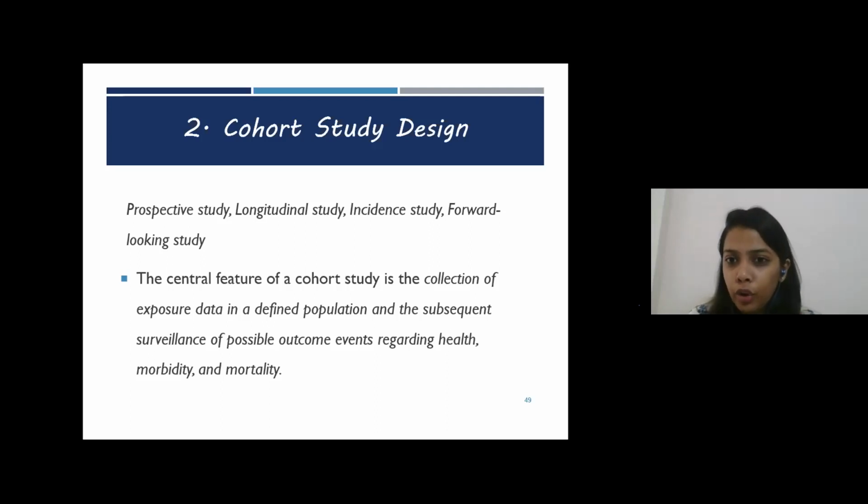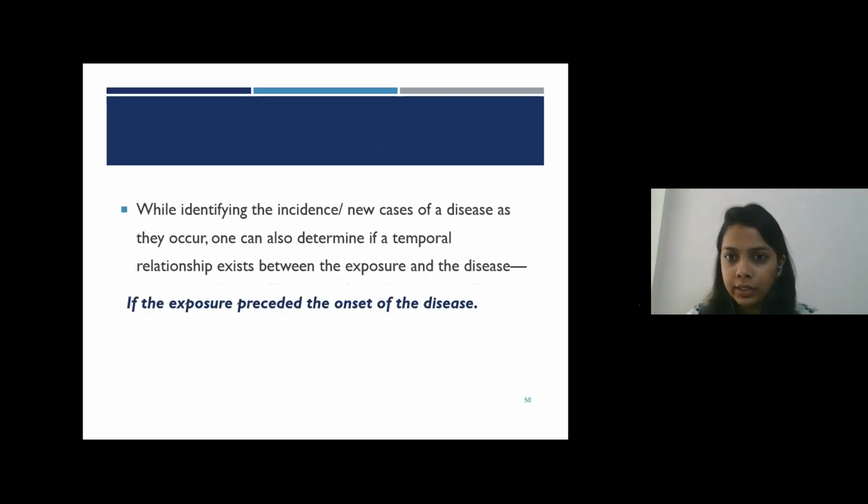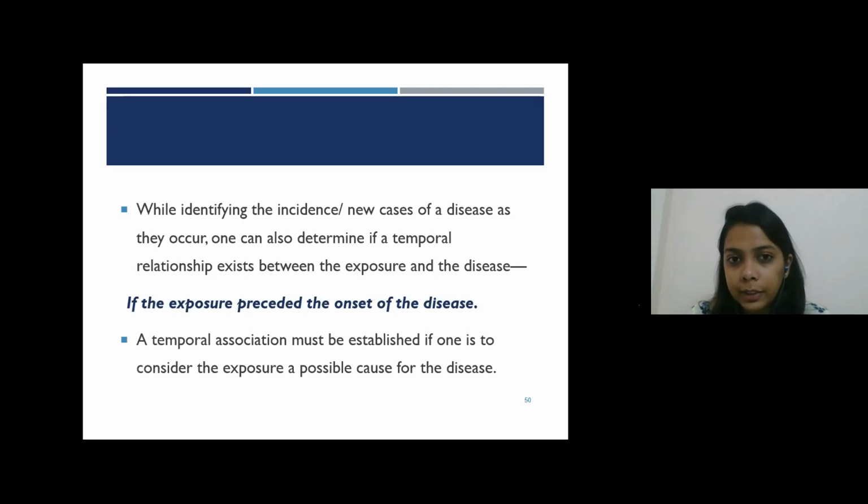So the main feature of a cohort study is you collect exposure data from one particular population, then you start monitoring them, and you see after how long if they're actually going to have any health changes, morbidity, mortality, or not. So it's a forward-looking study, basically. And cohort studies can be used to determine a temporal relationship. That is, if you had to have been exposed to a prior exposure to actually develop the disease, and that time element can be identified in a cohort study.